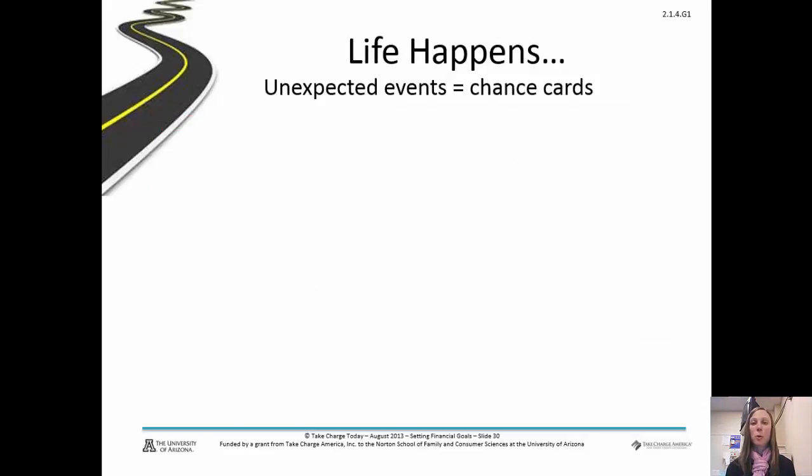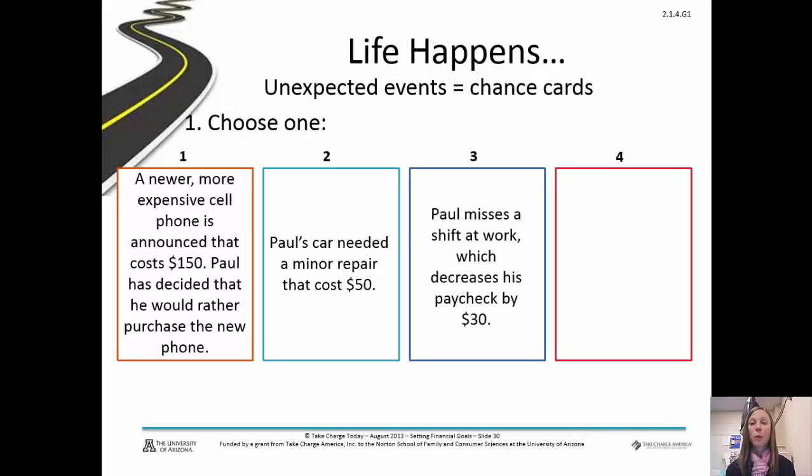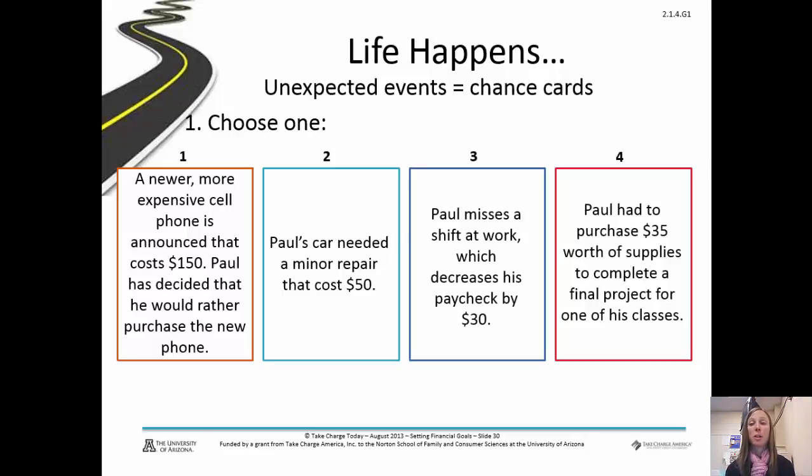So after writing Paul's goal, you now have another scenario that gets thrown at you. Unexpected events are chance cards. So choose one. Choice 1, a newer, more expensive cell phone is announced that costs $150. Paul has decided he would rather purchase the new phone. Choice 2, Paul's car needed a minor repair that costs $50. Choice 3, Paul misses a shift at work, which decreases his paycheck by $30.